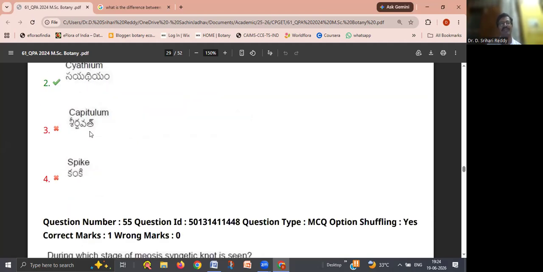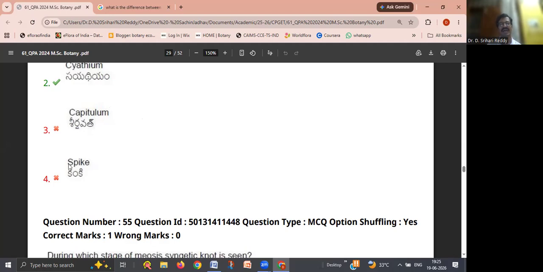And here one more option is given, capitulum. It is also called head inflorescence. It is a characteristic inflorescence of the family Asteraceae or Compositae. Both are the same. The old name is Compositae, and the new name of the family is Asteraceae. In all the genera of this family, we find the capitulum or head inflorescence.